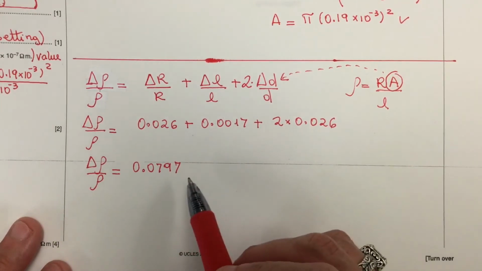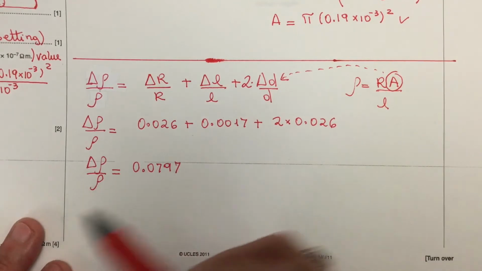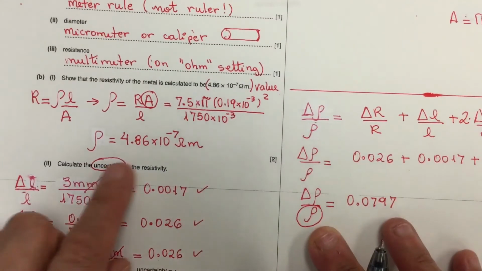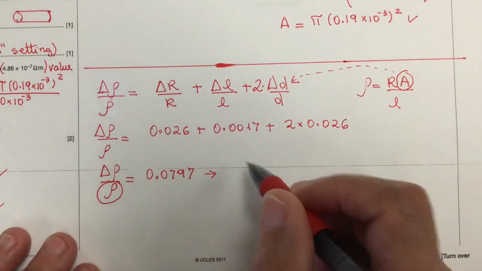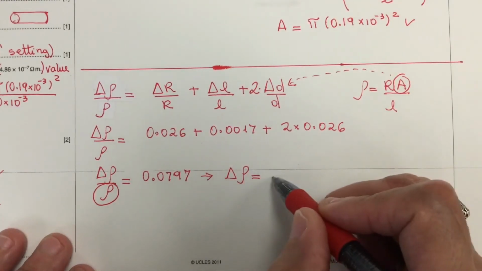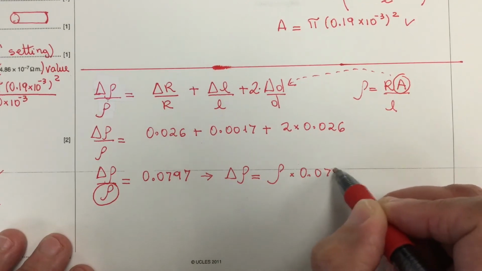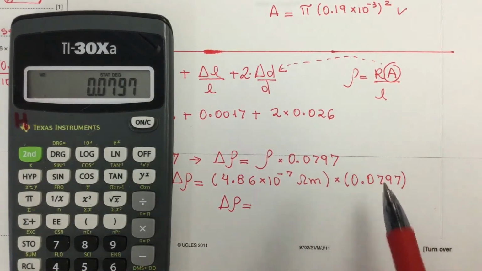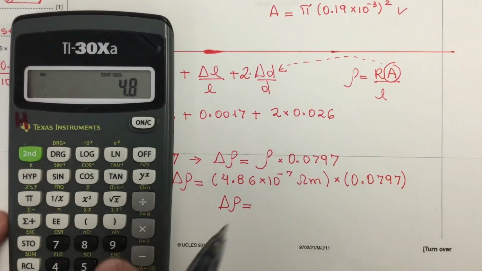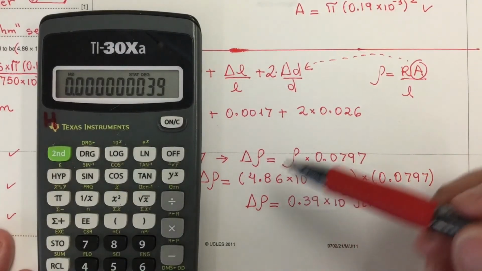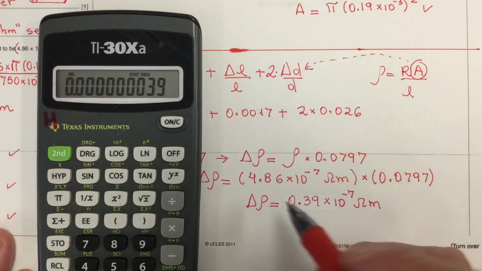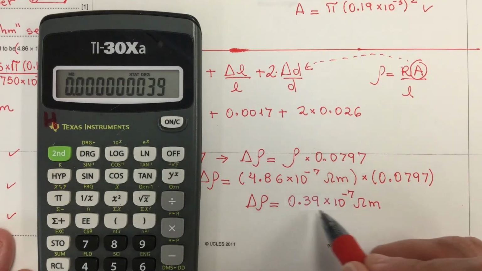The next step is to add a unit to this fractional uncertainty, because it does not have units. We have a value for our resistivity, which is this value. So our uncertainty will be rho times 0.0797. To find the uncertainty of the resistivity, I multiply this number times 4.86 E negative 7, and I get this value right here. To keep consistency with the power of 10 of the resistivity value, my uncertainty for the resistivity will have the same format.